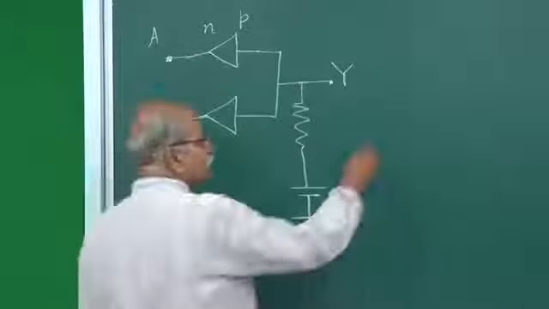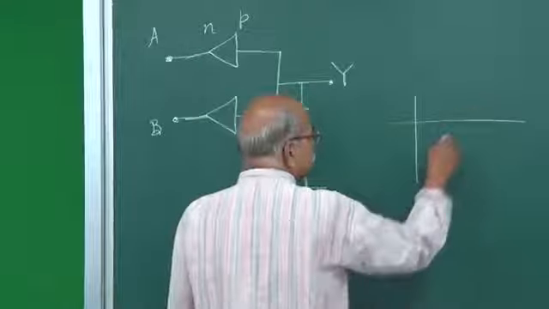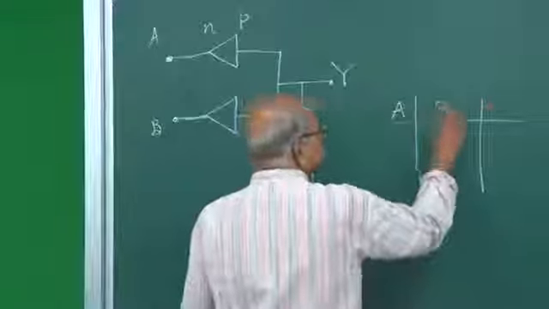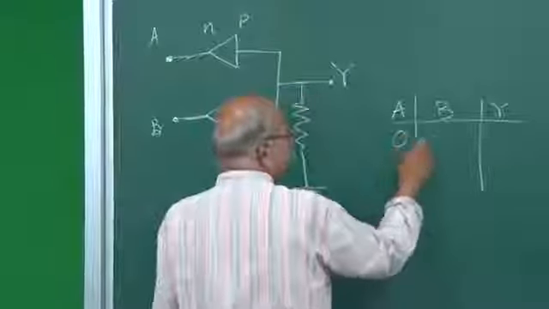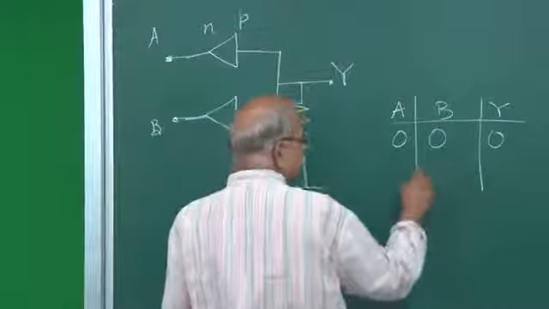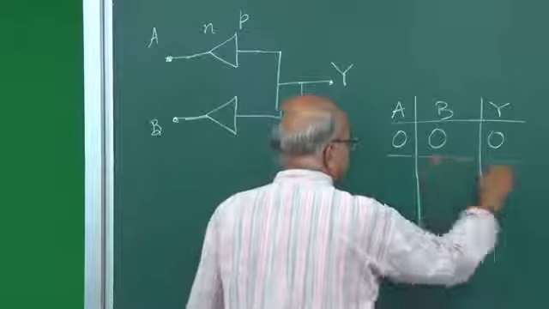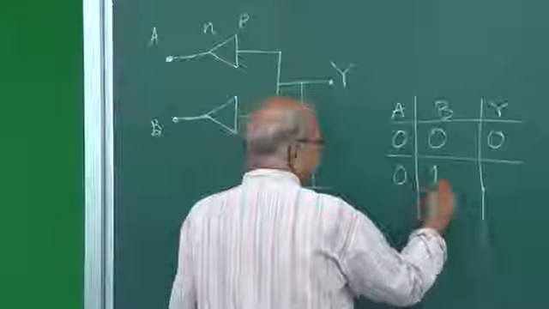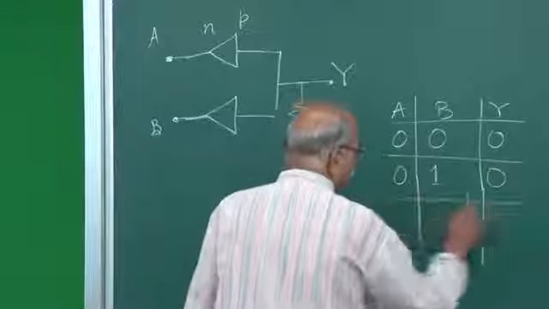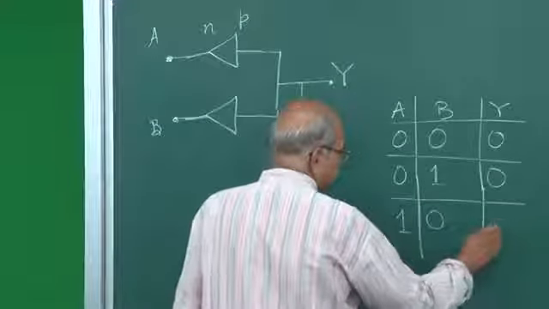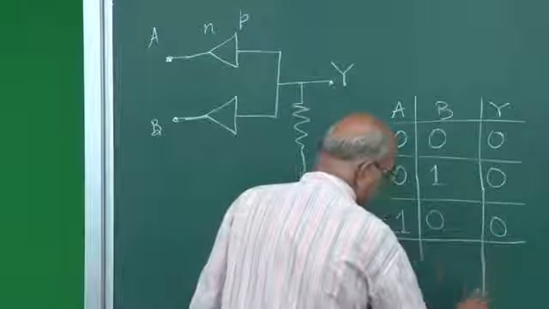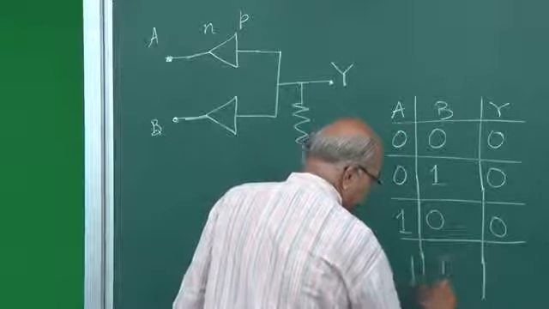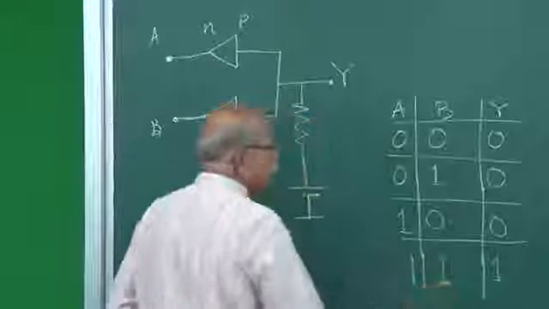What is that AND operation? The AND operation is, if A is 0, B is 0, Y is 0. Then if A is 0, B is 1, then Y is 0. If this is 1, this is 0, then this is 0. And if this is 1, this is 1, then this is 1. That is the AND operation.